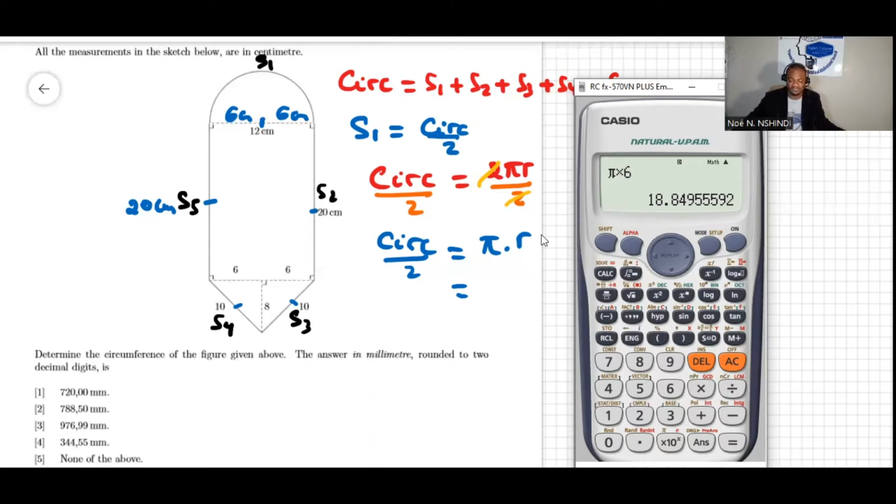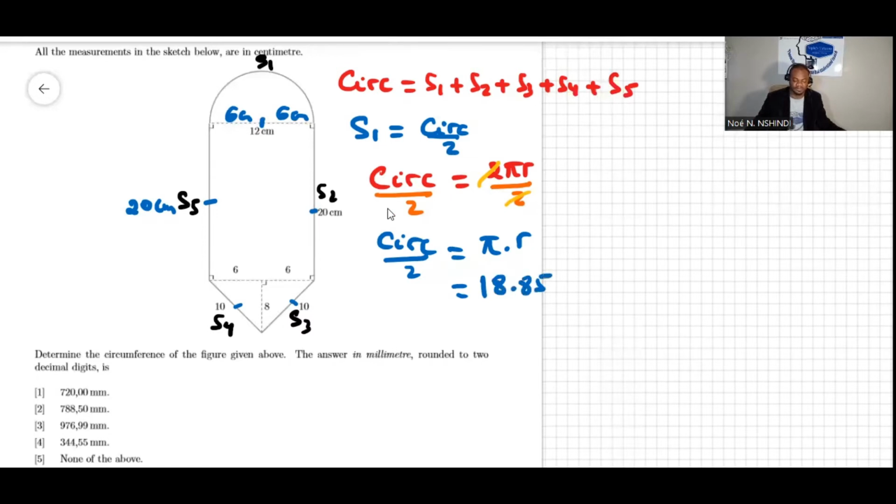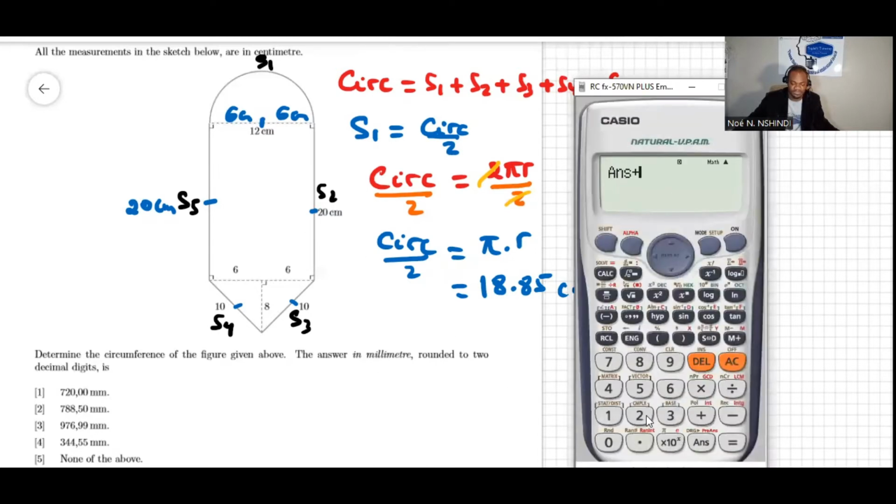That tells us 18.84. Actually 85, because the third decimal value is 9, so we will increase the second decimal number by 1 unit. So it's going to be 18.85 centimeters. Now that we have all the sides, we found side 1, we can calculate the circumference of this shape. It will be side 1 here, which is 18.85, side 2 is 20, so it's going to be plus 20. And then this side here is 10 units, so I'm going to say plus 10.